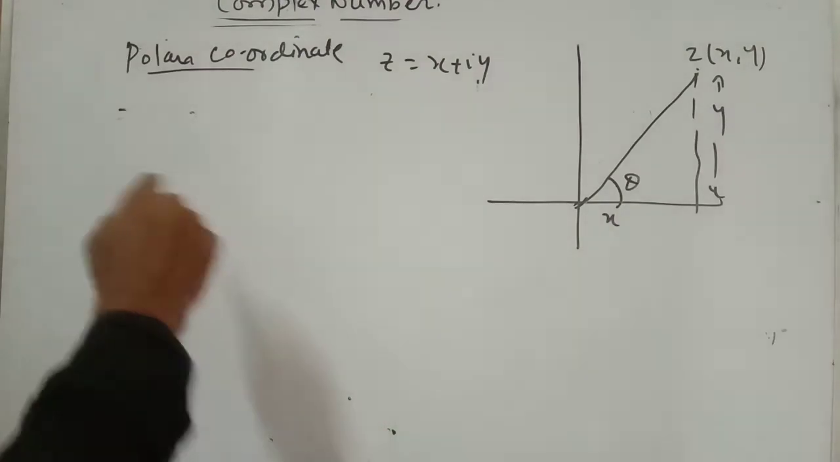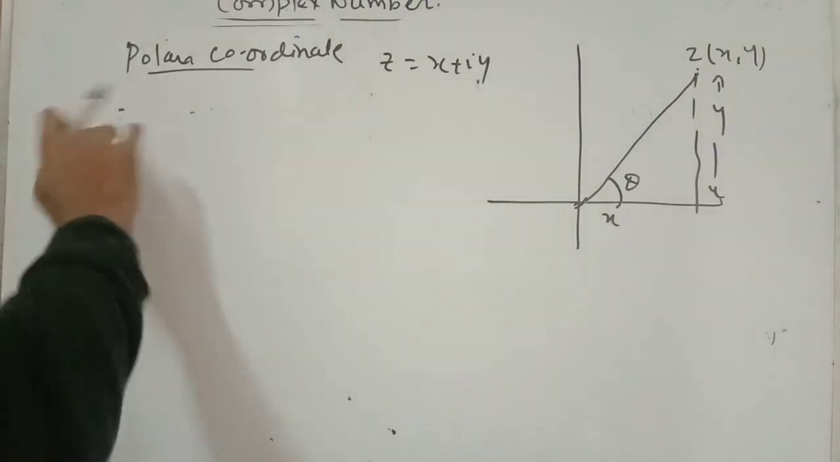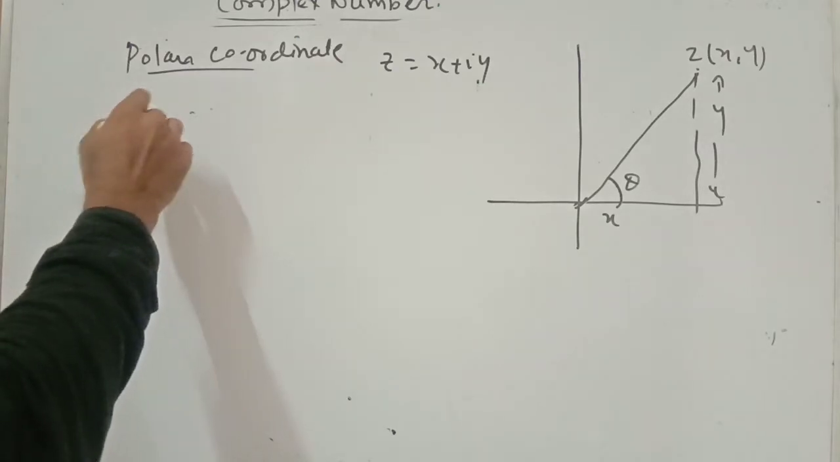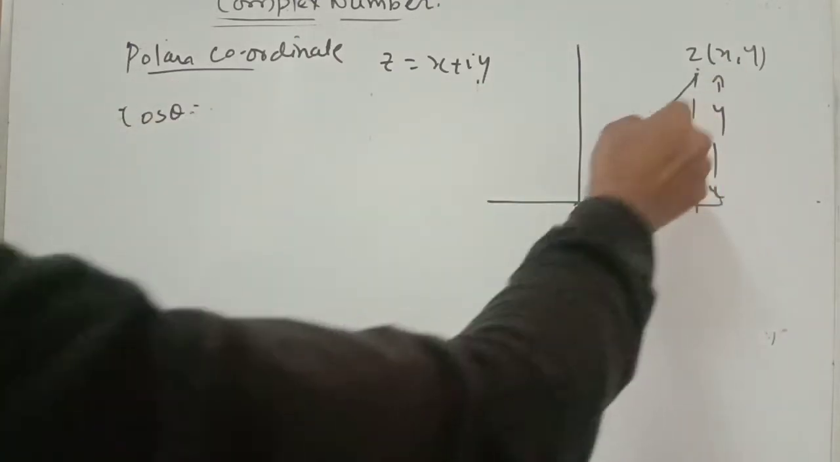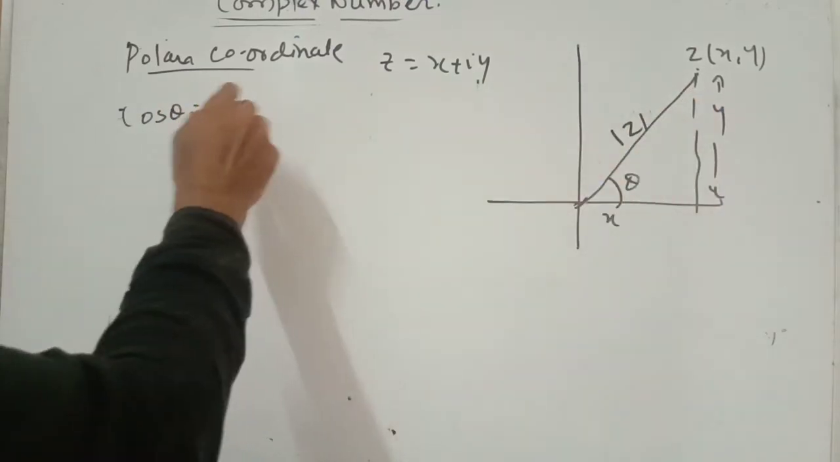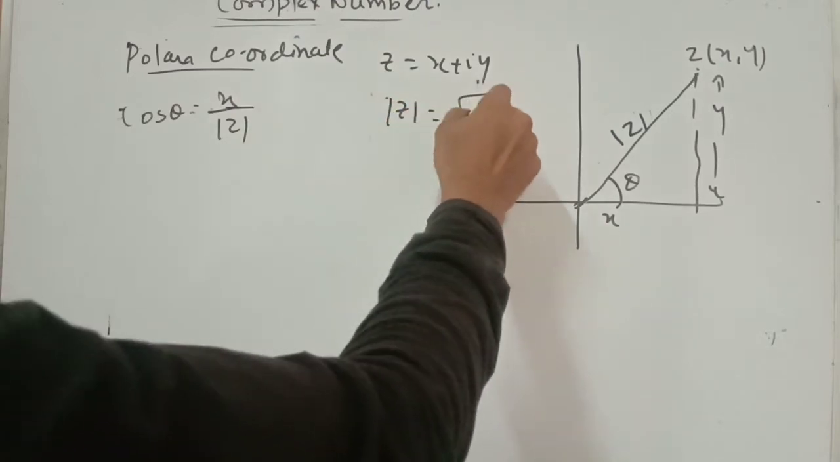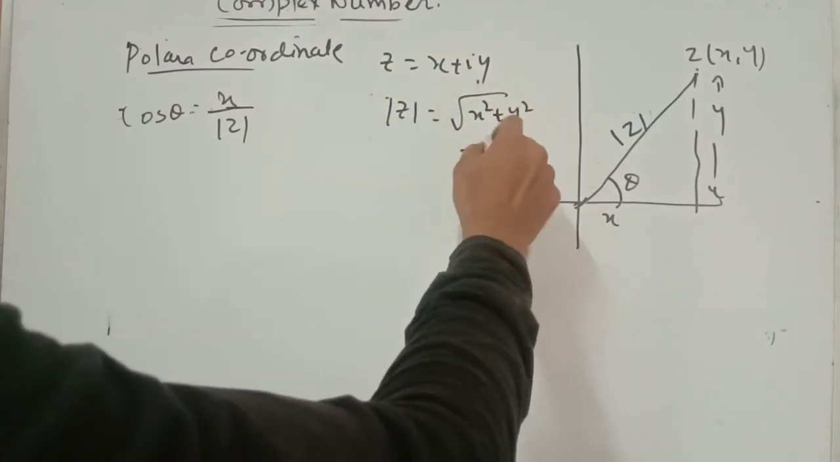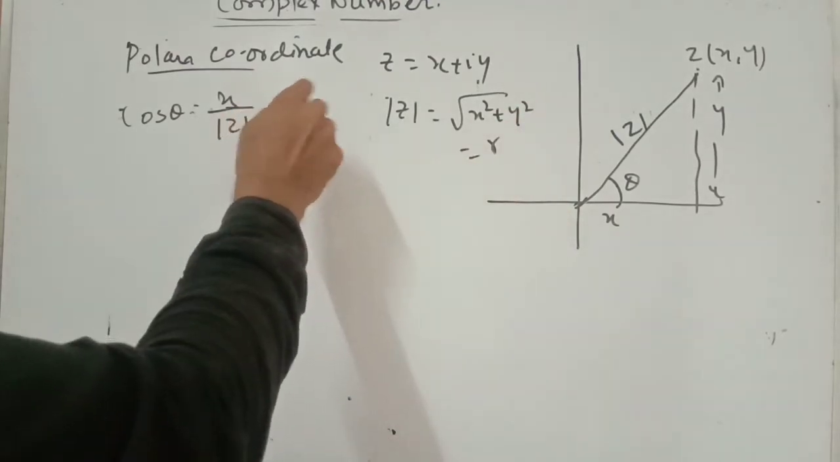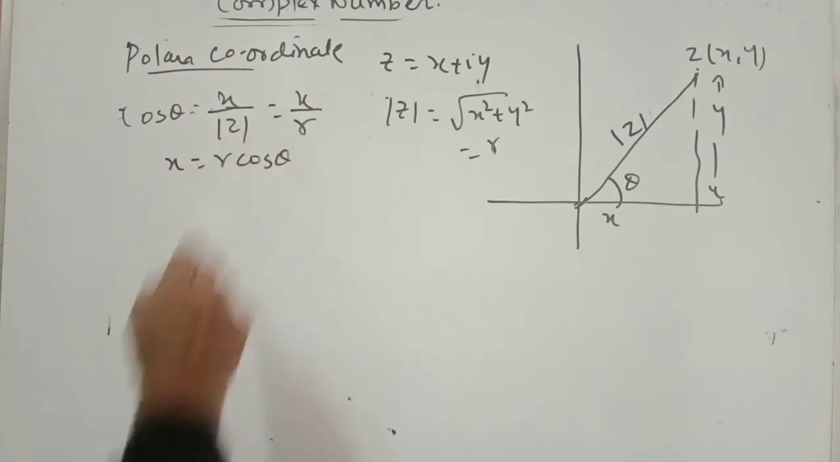Now here the x and y are written in argument form, so it becomes the polar coordinate. In this triangle, cos theta is x by the modulus of z. We consider the modulus of z, which is the square root of x square plus y square, as r. So x by r, so you can write x equals r cos theta.